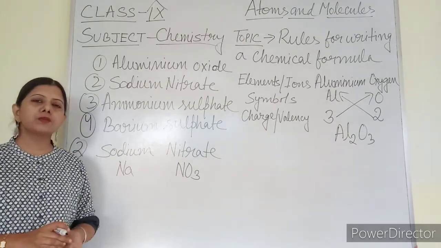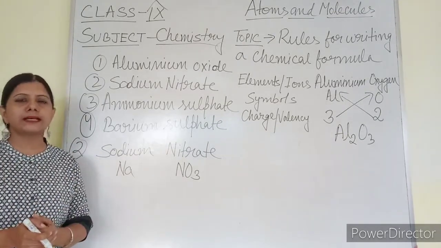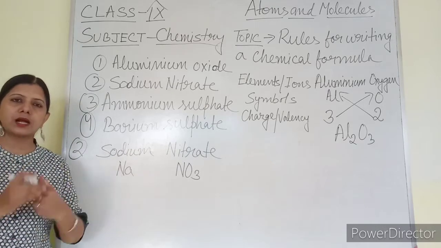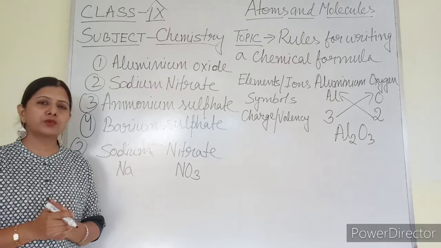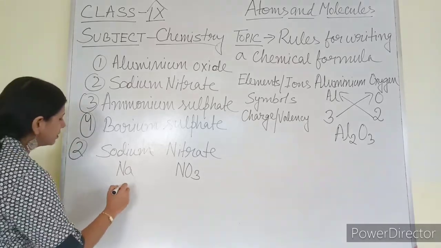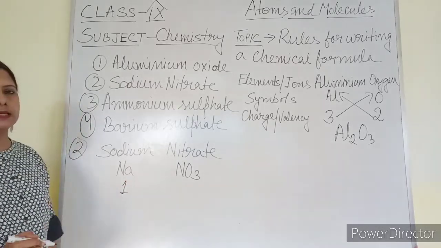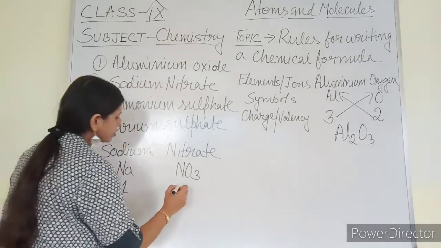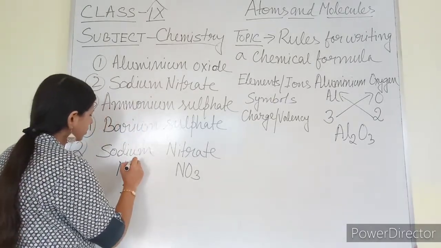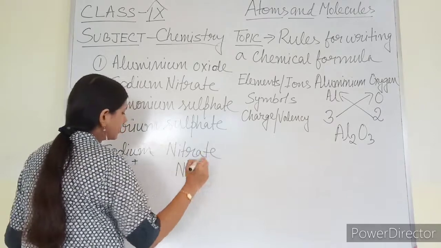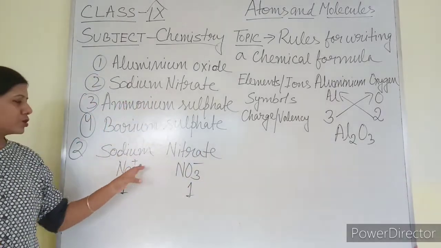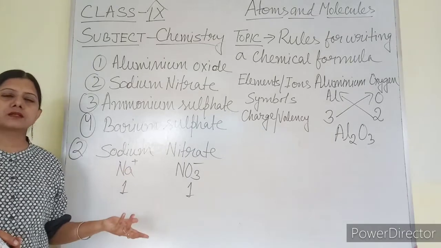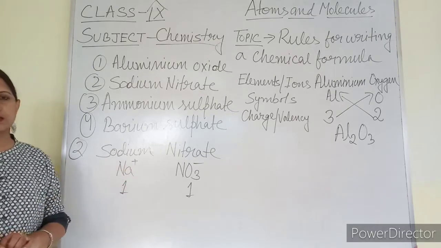So you have to memorize the radicals also, their symbols also. What is the charge on the radical and the symbol of the radical, that also you have to memorize. Sodium's charge or valency is 1. Nitrate also 1. Actually we write +1 and this one is -1, so this is also 1. It is not necessary to write plus minus. If you write it, it is alright. Otherwise it is not necessary.